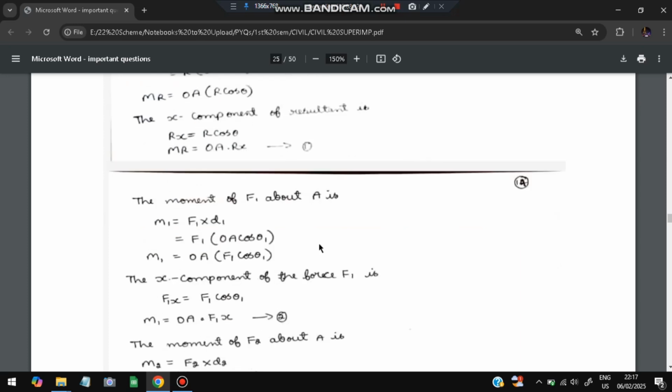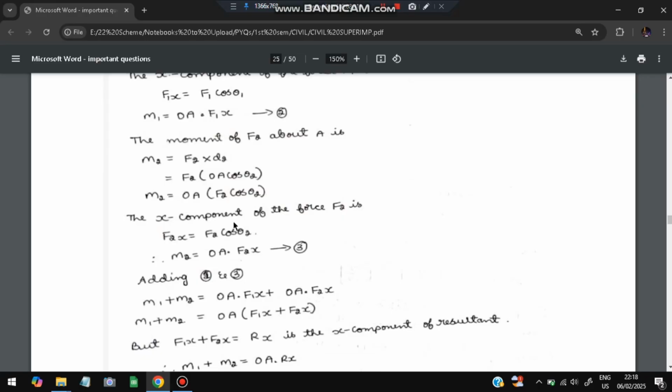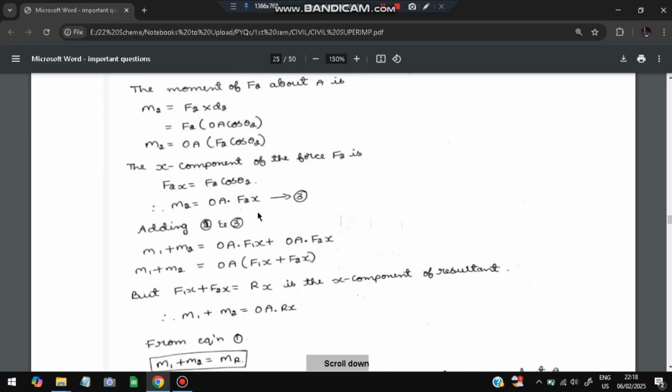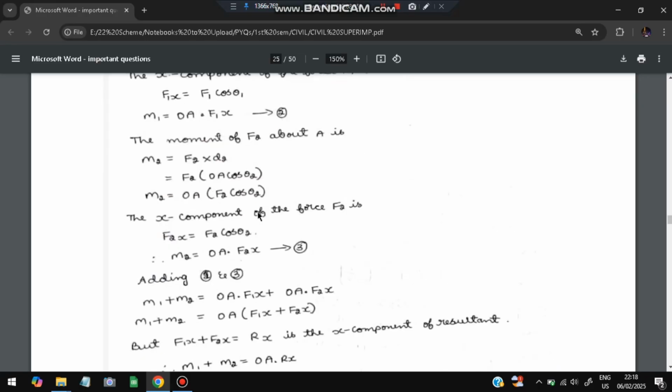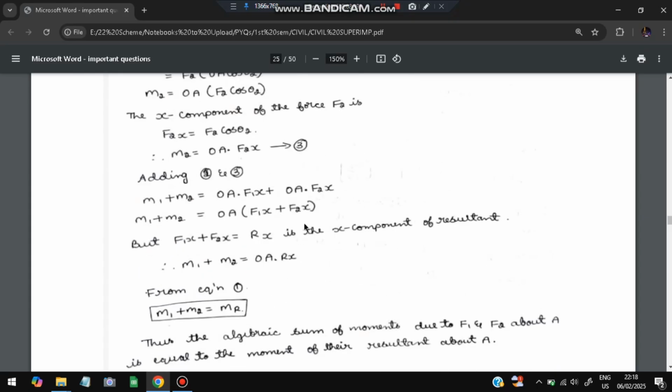For the x axis, we will be calculating F1 cos theta. So F1x, M1 is equal to OA into F1x. F2 will also be the same, M2 is equal to OA into F2x. If we add both of these values, OA F1x plus OA F2x, we'll get OA times F1x plus F2x.